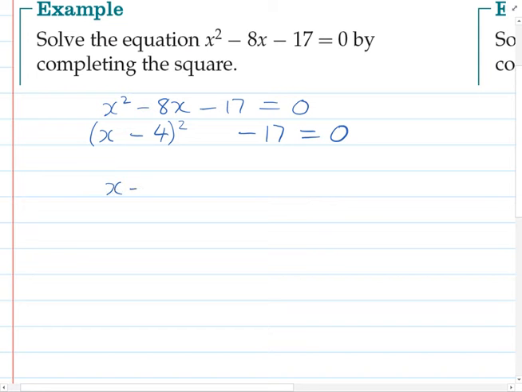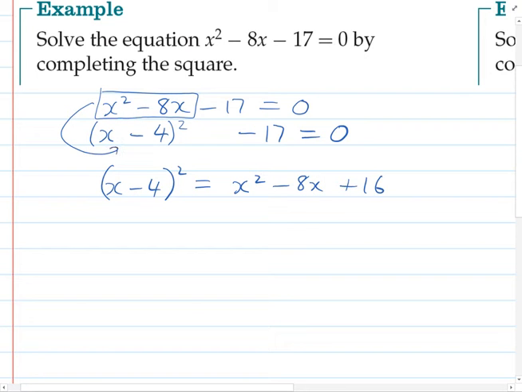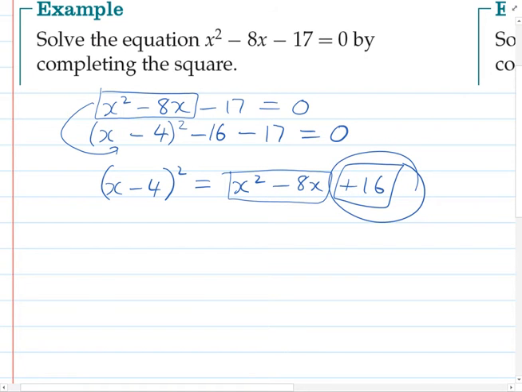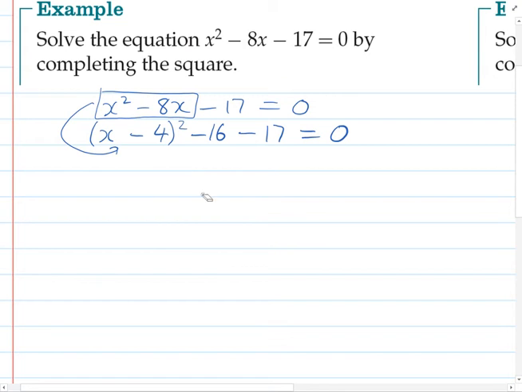So x minus 4 squared, let's quickly expand it and see what we get. We get x squared minus 8x plus 16. Because we're saying this is turning into this, we've got x squared minus 8x there, but we've got this extra plus 16 that we don't really want. So we write minus 16 afterwards, because that negates the effect of that plus 16. Hopefully you get the idea of that. Rewind if you don't. Simplifying, that means we've got x minus 4 squared minus 33 equals 0.